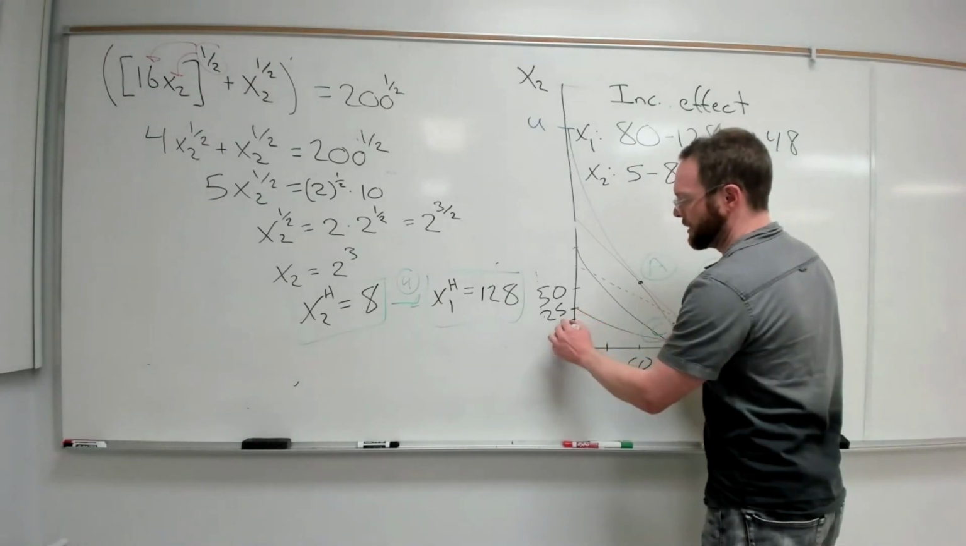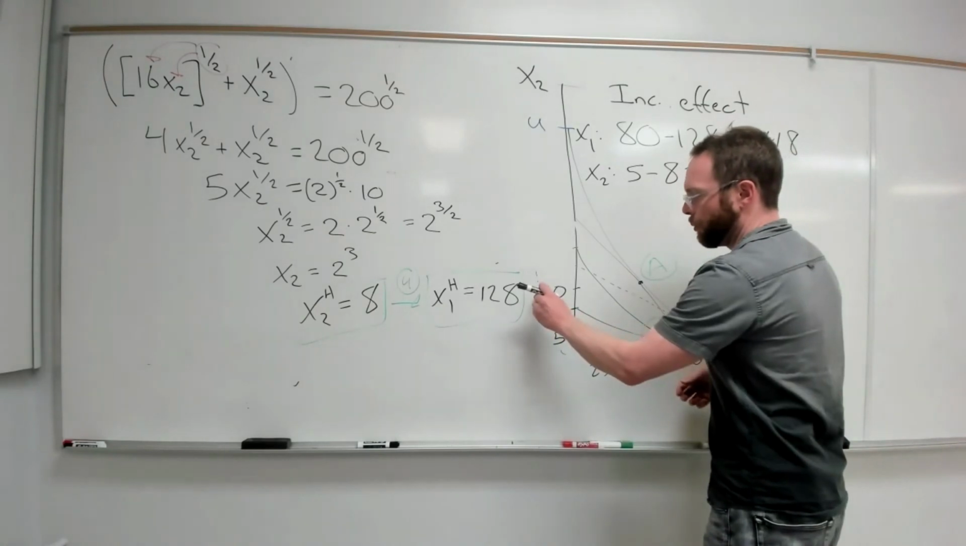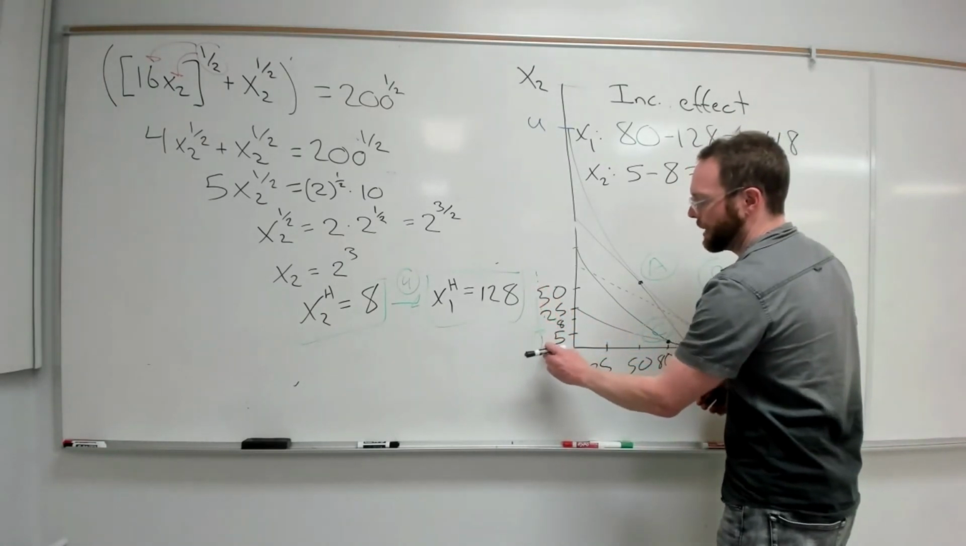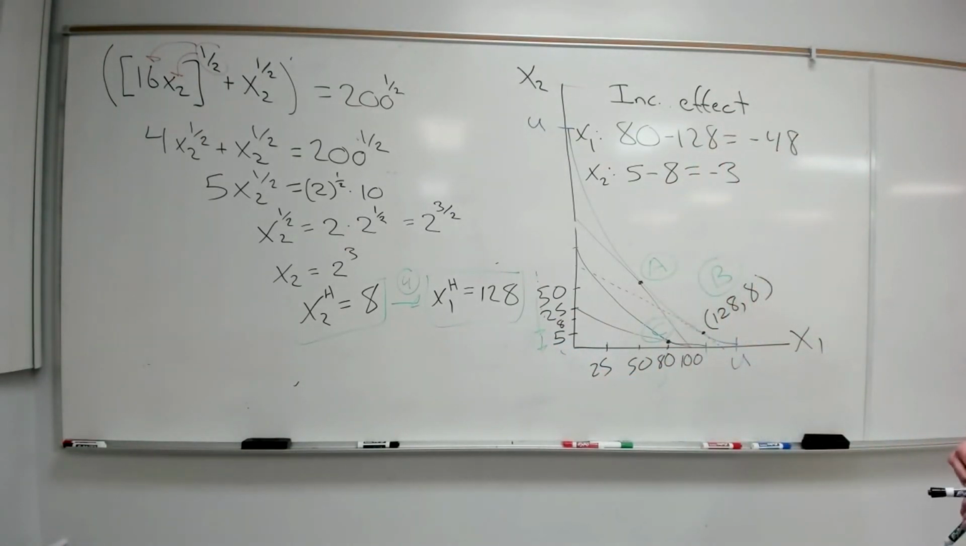For x2, the substitution effect brought us down to 8. The substitution effect wanted our consumer to substitute away from x2, and the income effect made the consumer feel poor, so he consumed less for that reason as well. Both effects were causing the consumer to consume less. So obviously overall, he consumes less x2.